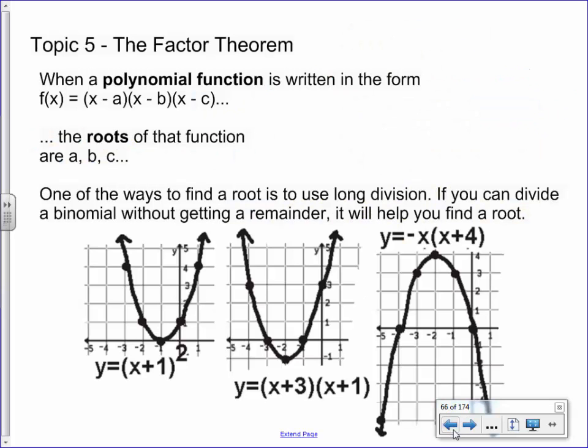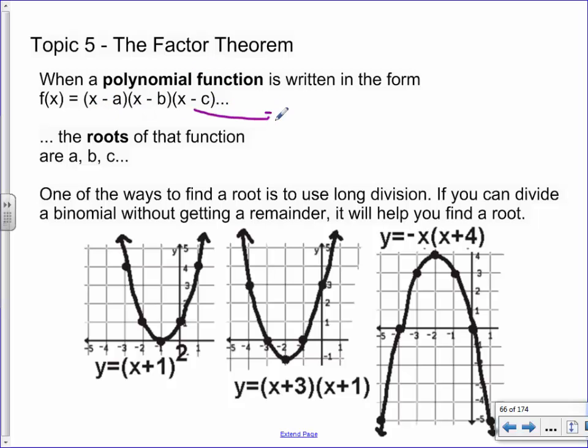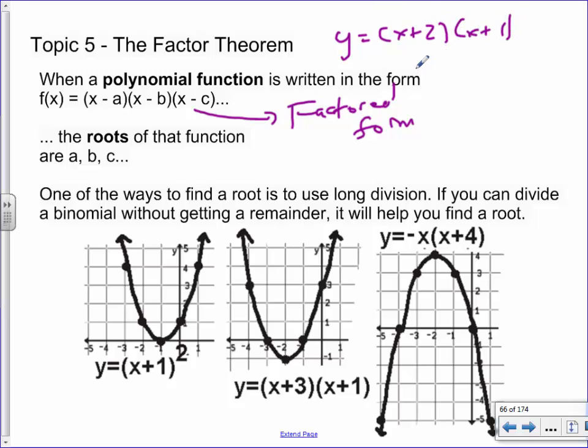Before I do that, just a couple of reminders of key words, because I want to use the right terminology here. A polynomial should be able to be written sometimes like this: x minus a, x minus b, x minus c. Sometimes I like to call this factored form. Makes sense? Where we try to write it as, say, y equals x plus 2, x plus 1. That's a factored form.